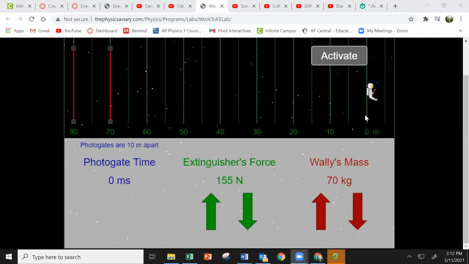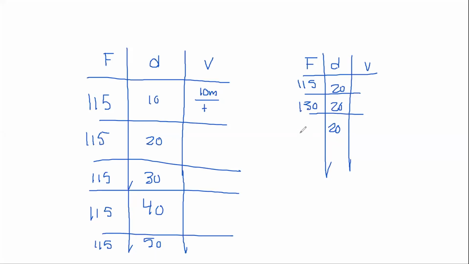Yeah, that is right. So it'll be 115, 130, 155. So you'll write those 3 down, and you're going to have to calculate the velocity, and the velocity will, again, be 10 meters over whatever the photo gate time it gives you. The photo gate measures in milliseconds because this happens quickly. You will divide whatever number it gives you by 1,000.